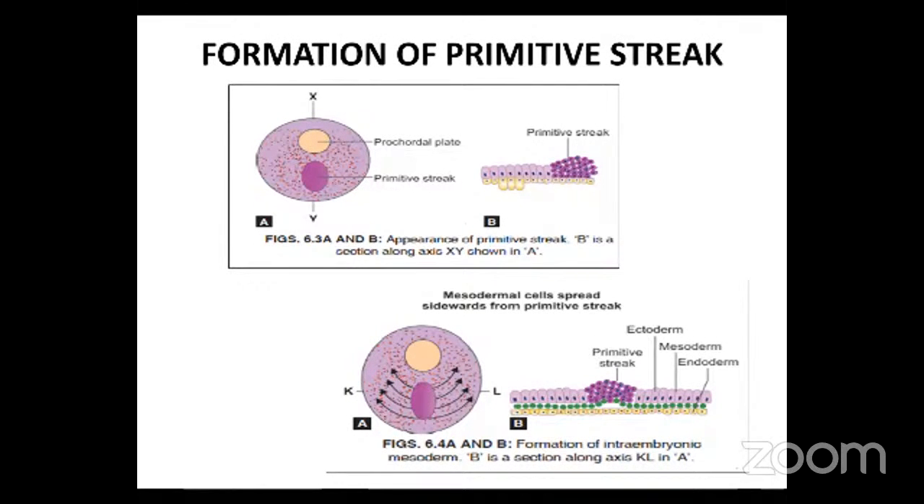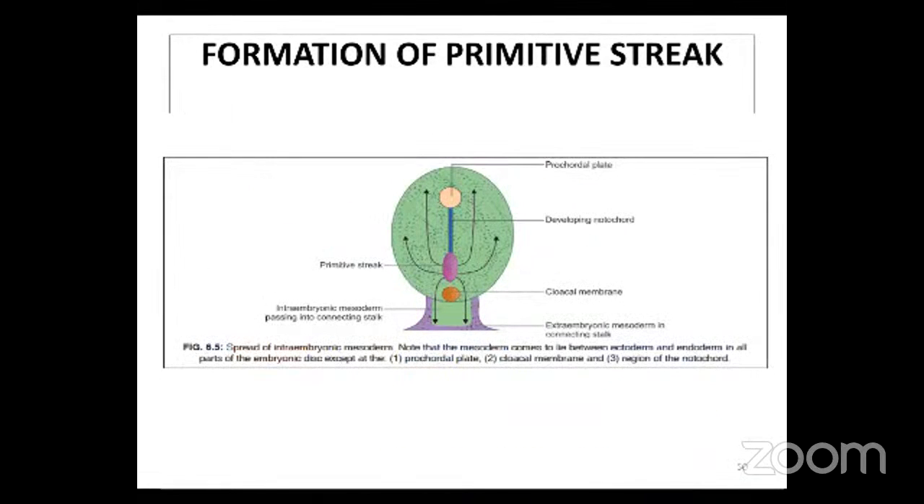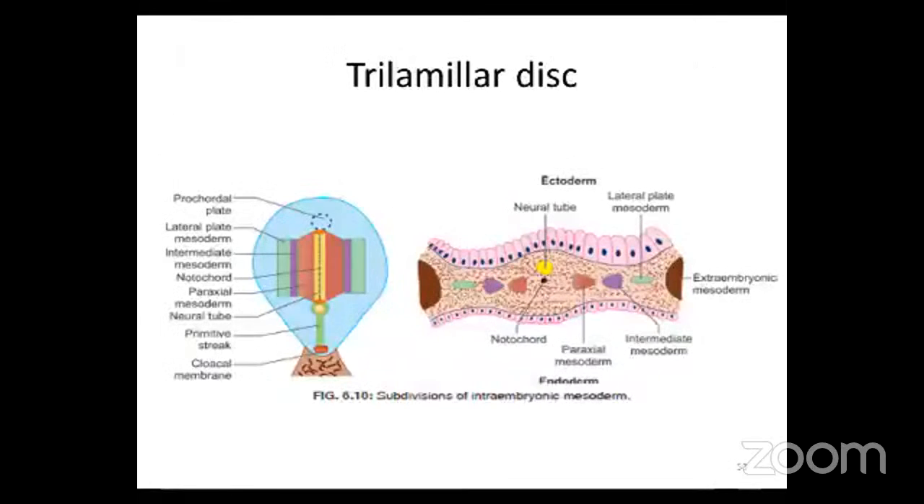So formation of primitive streak is shown. You know this, so I will not mention in detail. So here is the gastrulation process. How primitive streak cells, primitive node cells multiply and spread all over in between hypoblast and epiblast, that is shown. See the position of the cloacal membrane, which is the most caudal structure. So this is a trilaminar disc.